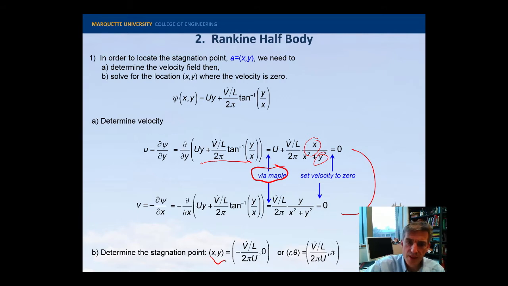We could also describe the stagnation location in r theta coordinates, and I'll let you try that yourself. Just repeat this procedure in r theta coordinates and see how that works out.